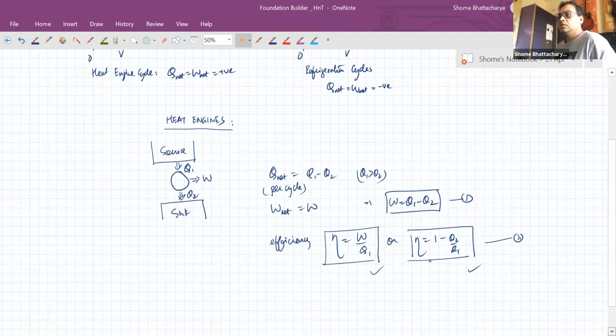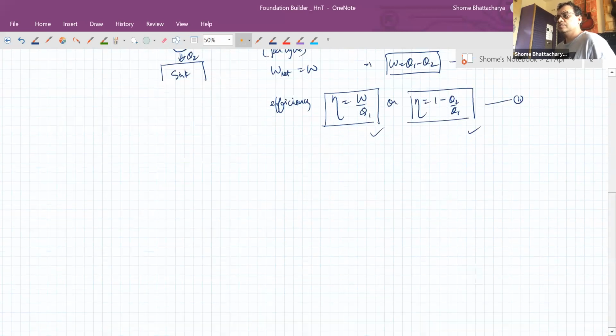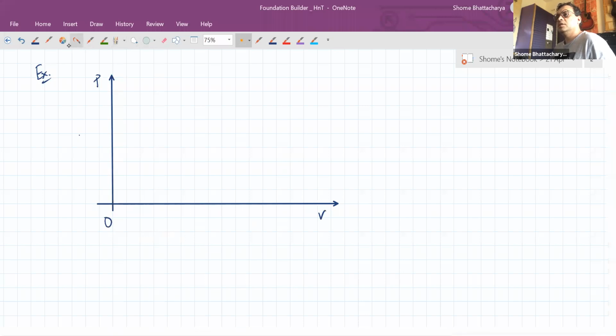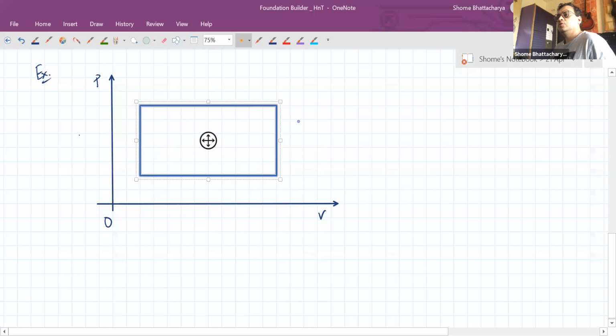Okay, so let's look at an example situation of this. Suppose we have a very simple PV cycle, and when I say very simple, I mean it is literally a rectangular loop. So we have a PV cycle in the shape of a rectangular loop with the progression of the cycle going in the clockwise direction, as you can see. Given that this pressure is P naught, volume V naught, and in comparison, this pressure is, let us say, 3 P naught, whereas this volume here is 4 V naught.